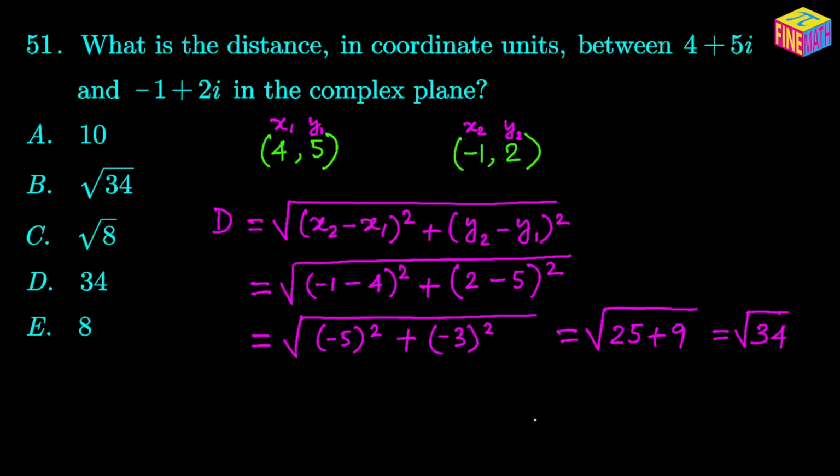That's the distance between the two complex numbers on the complex plane, and the distance of course in the coordinate units. So the distance is actually square root of 34 units, right? Whatever that may be, that will be little less than 6 units, but of course more than 5 units. So it will be between 5 and 6, closer to 6 units. And if you look at our answer options, we have square root of 34 under option B. So option B is the correct option.